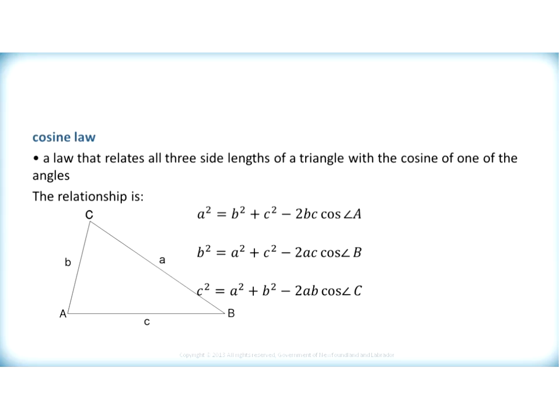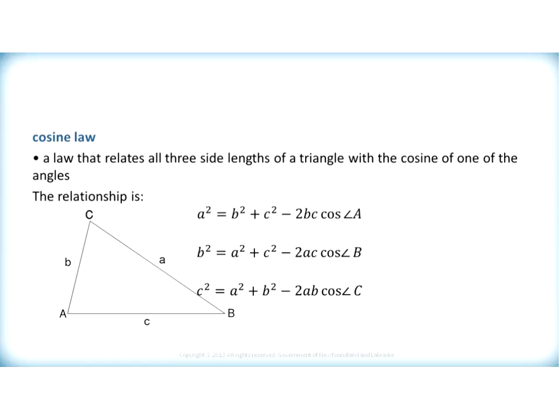So our cosine law looks a lot different than the sine law. It's a law that relates all three side lengths of a triangle with the cosine of one of the angles. The relationship is, for this triangle here, triangle ABC, with sides little a, little b, little c, opposite our angle measures. If we want to find the length of A, we're going to use A squared equals B squared plus C squared minus 2BC cos angle A.